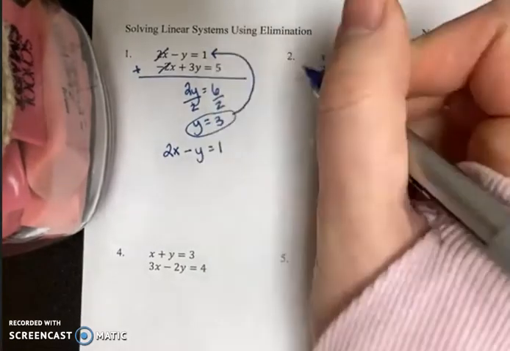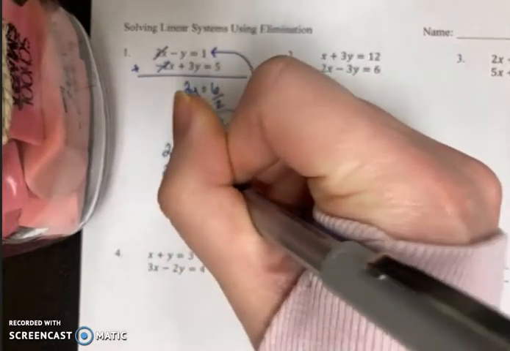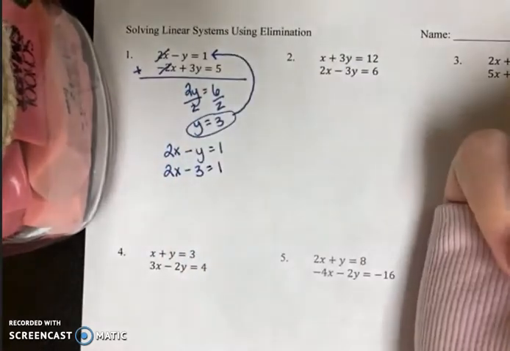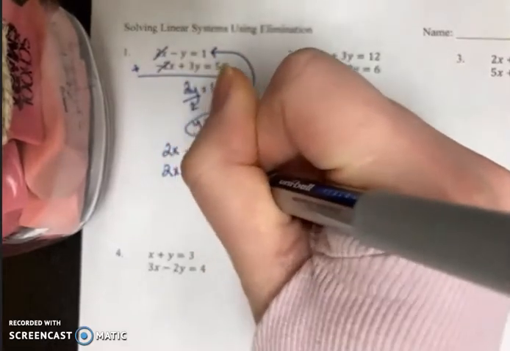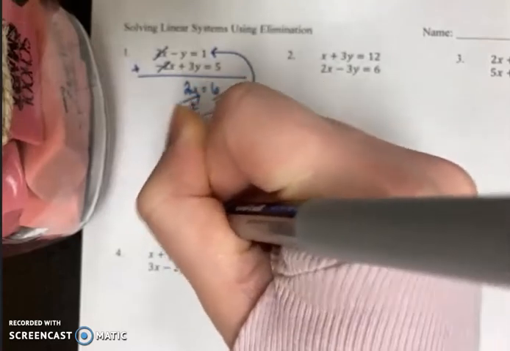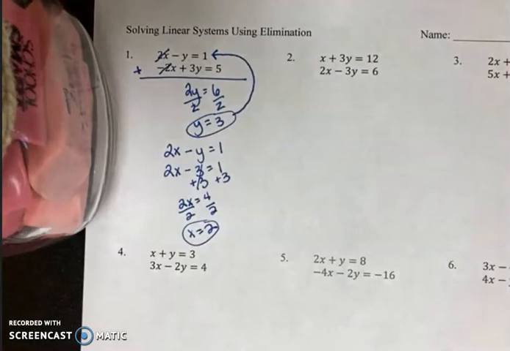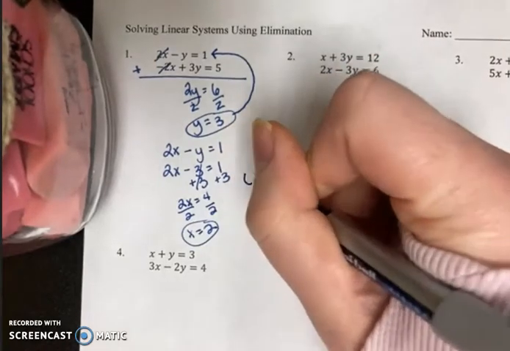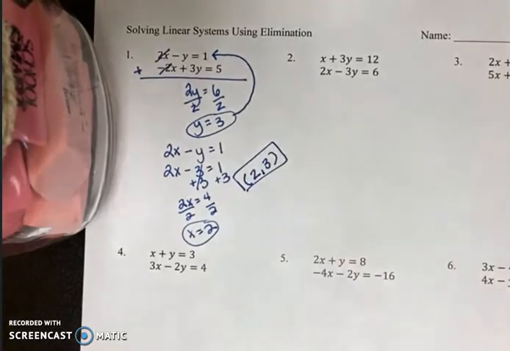Now I'm going to plug in 3 for that y value. So really that's 2x minus 3 equals 1. And then I solve for x. So add 3 to each side. That gives me 2x equals 4. Divide by 2. X equals 2. Same as the other notes, when you find your final answer, you want to write it as a coordinate. Remember, a coordinate is x comma y, so 2 comma 3, and that's your final answer.